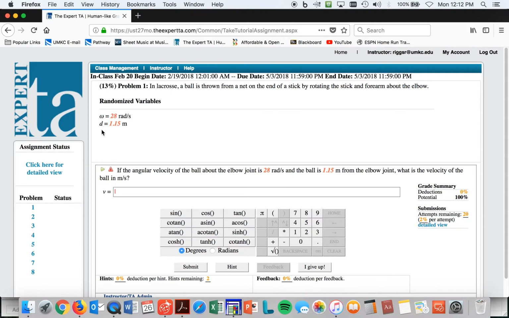Now, some of you that are new to physics are going, wait a minute, that's a distance, or that's a diameter. Well, no, it's the distance from the stick to where the ball is located. So we'll draw the picture. If the angular velocity of the ball above the elbow is 28 radians per second, and the ball is 1.15 meters from the elbow joint, what is the velocity of the ball? This is a great test type question. Could be on the test, or not this particular one, but the same type of thing.